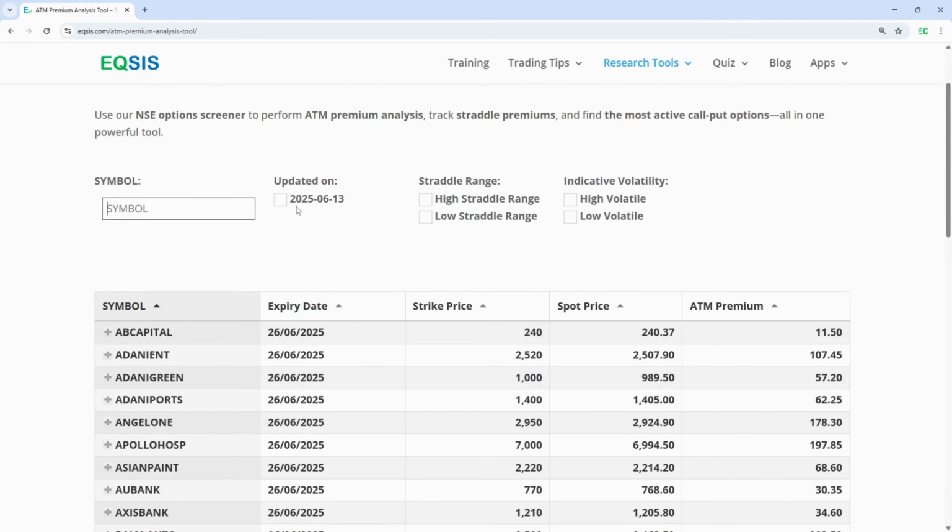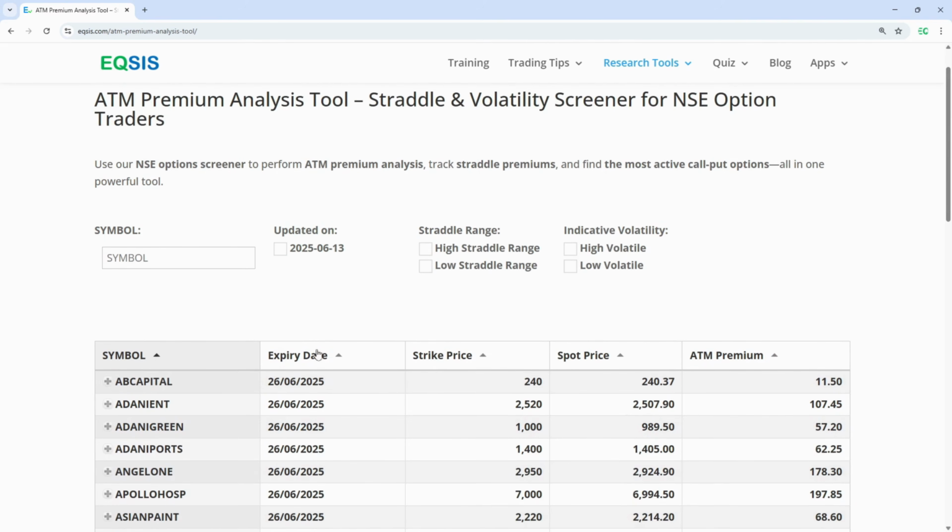And here you get quick clarity on until when this particular data gets updated. This gets updated as on 13th June, which is until Friday. And here is the straddle range. Now we have a couple of filters. One is high straddle range and low straddle range, which I'll explain using the whiteboard again, and I'll be talking about indicative volatility here.